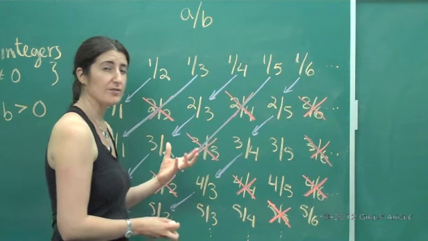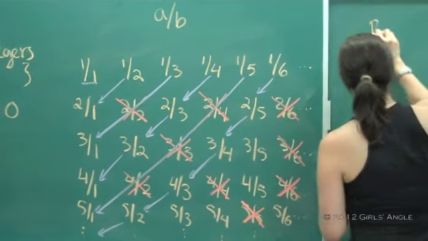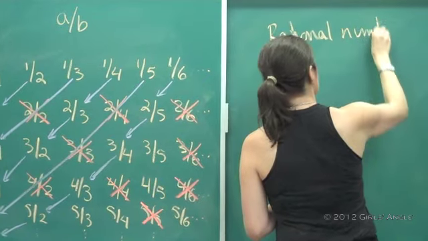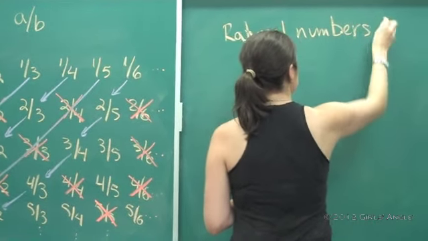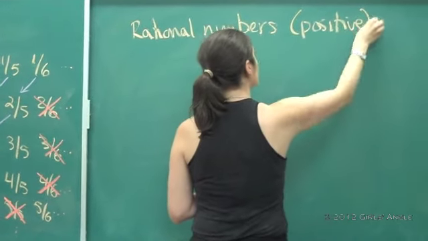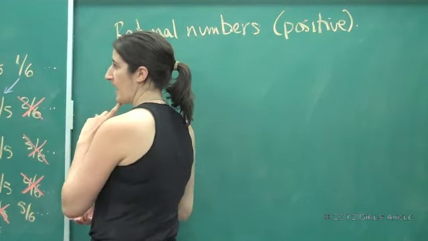What do the diagonals mean? Well, I want to form a list. So I want to list all of my rational numbers. So remember, these are just positive rationals. Maybe I should note that. So I'm going to list all my positive rational numbers. And my diagram here tells me how to list them.